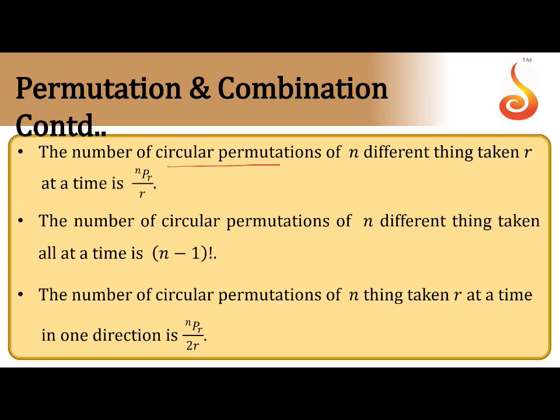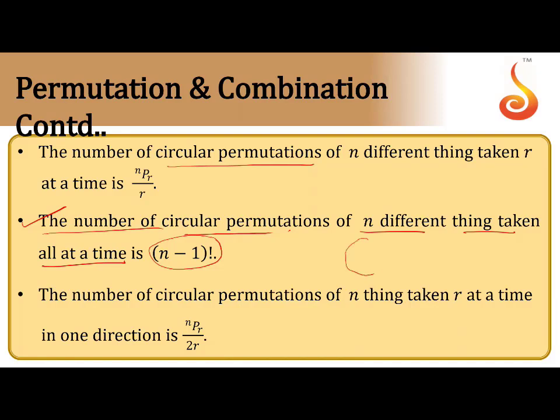Next is circular permutations. Before this, everything we discussed was linear permutation. There are two types of permutations: linear and circular. Linear permutation means arranging the objects in a row. If they just mention arrangement without saying circular, it is always linear permutation. If they mention circular permutations, that means arranging around a circle. Before going into that, first take this: the number of circular permutations of n different things taken all at a time is n minus 1 factorial.